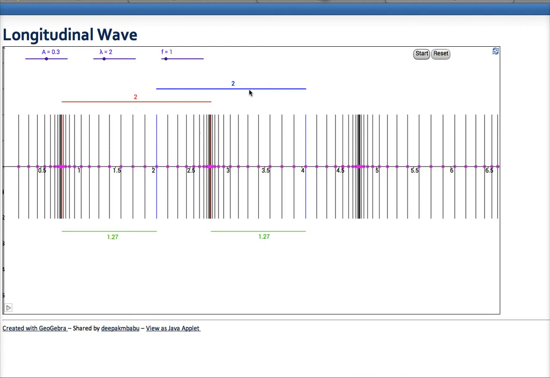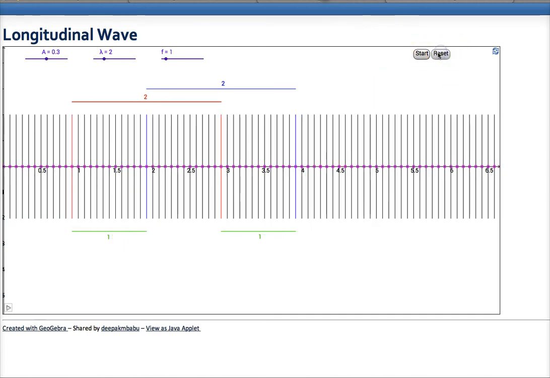Okay. Alright, so let me just stop. Let me press reset and go back to a starting point. This time I'm going to change amplitude to 0.15 meters. Okay, halving the amplitude. I'm going to press start again. Now see what happens to the wave.